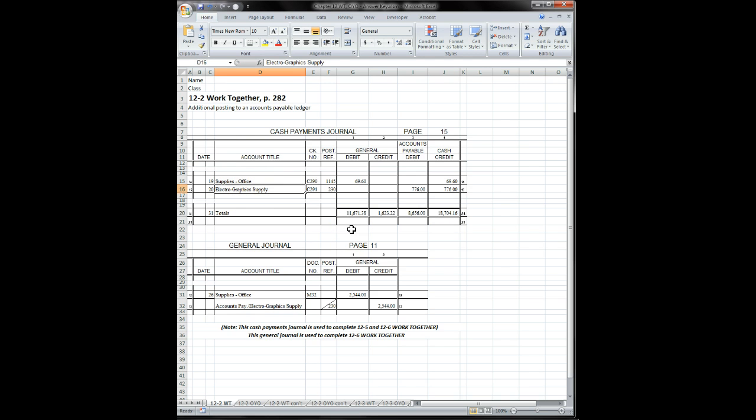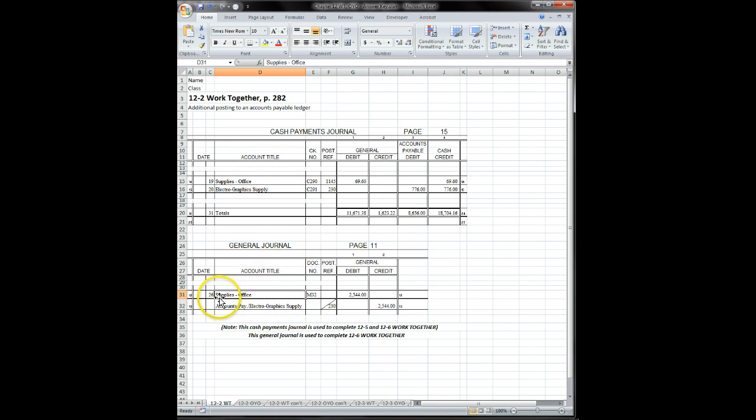Next one, post the October 26th general journal entry to the appropriate general ledger accounts. Save the accounts payable general ledger account to complete Work Together on page 302. So what hasn't been posted over here? It says to post this first one, right? So this is going to go to our office supplies account.